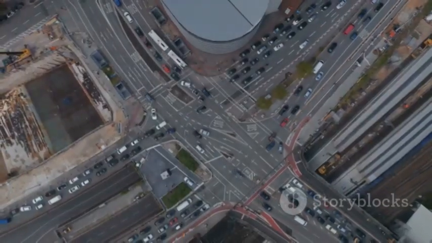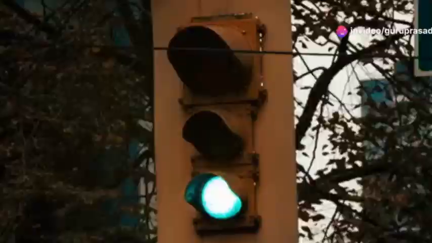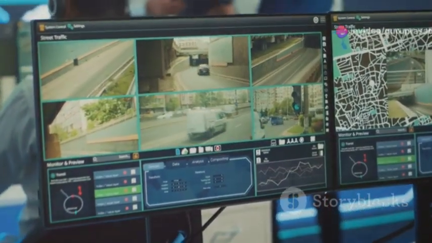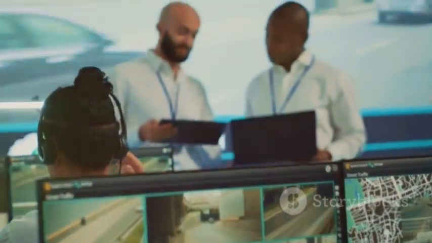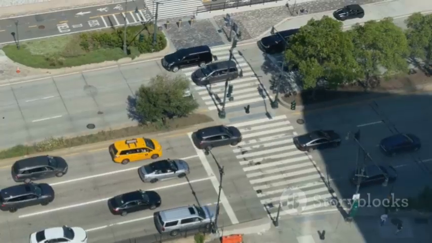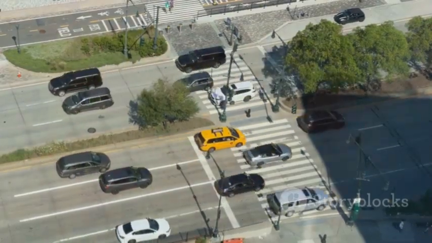Think of intersections as cosmic crossroads. Each green light acts like a gravitational pull, guiding cars along their way. By understanding the mathematics of traffic flow, we can fine-tune these signals. We can make the dance of cars more efficient and less congested.